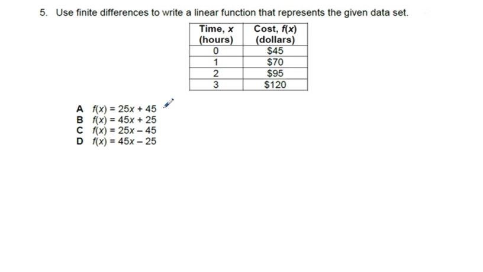Next, 5, use finite differences to write a linear function that represents the given data set. Now on the left side, we're going up in each of these instances by 1. On the right side, we're going, let's see, plus 25. And it tells you it's linear, so it better be plus 25 all the way along here, which it is. Okay, and our y-intercept is where time is 0. It's going to be equal to 45.